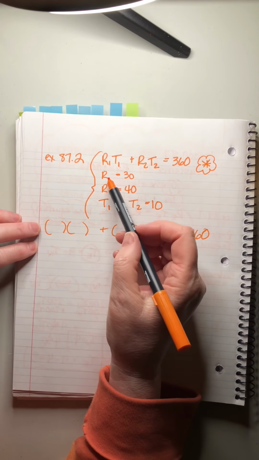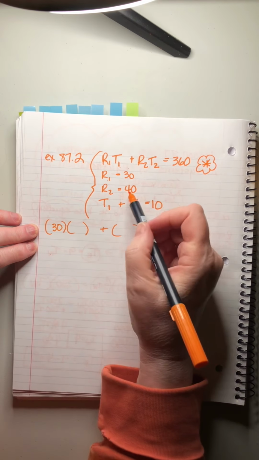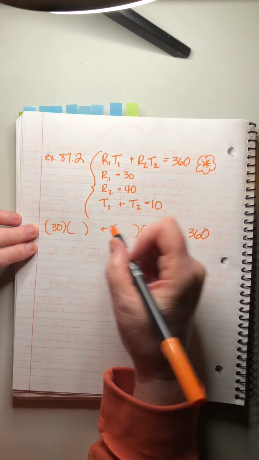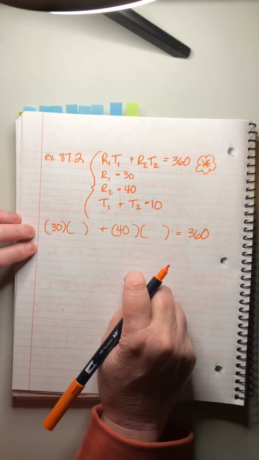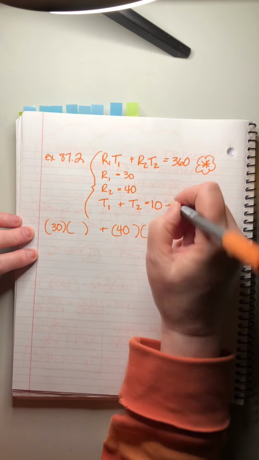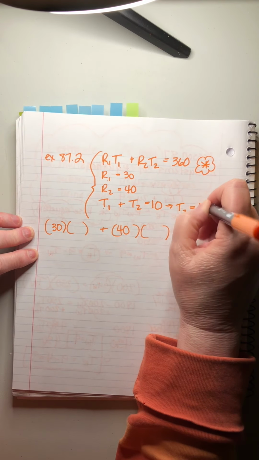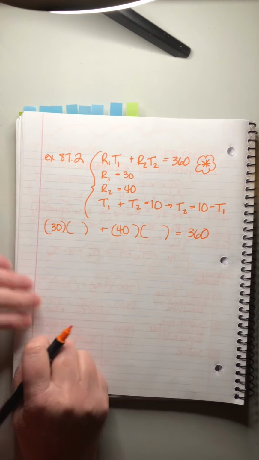Now we're going to substitute in where we can. R1 is 30, that's right here. R2 is 40, that's right there, so it's this one. Now this time, just for fun, let's subtract T1 instead of T2, just to show you that it doesn't matter. So T2 will equal 10 minus T1.